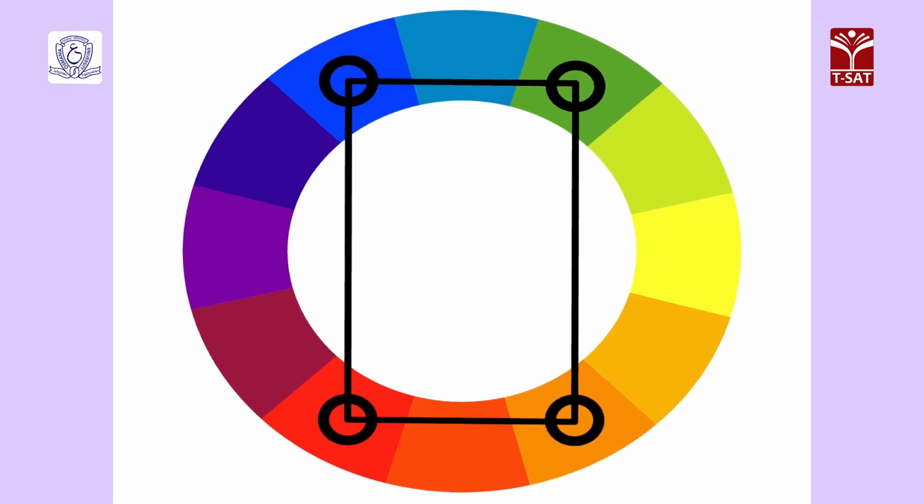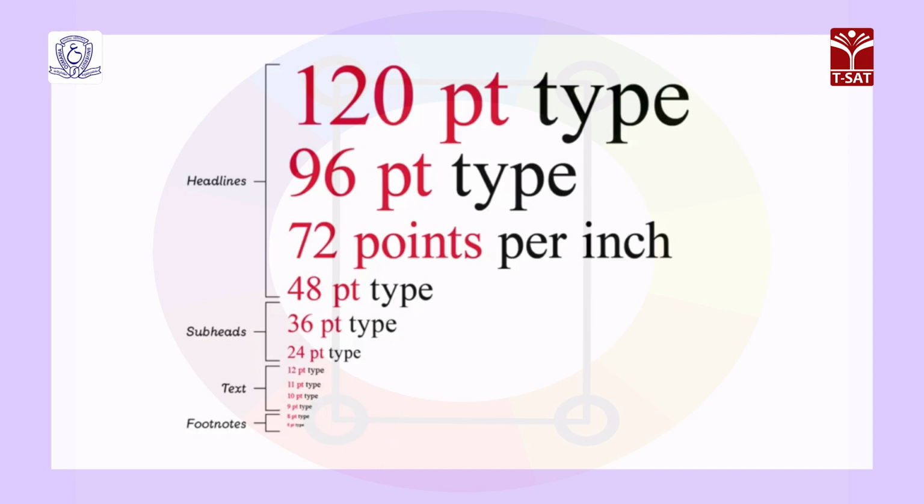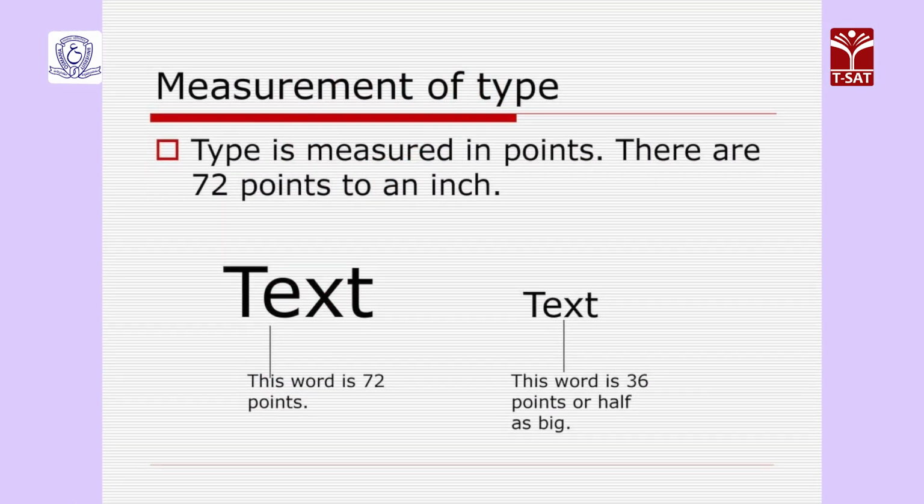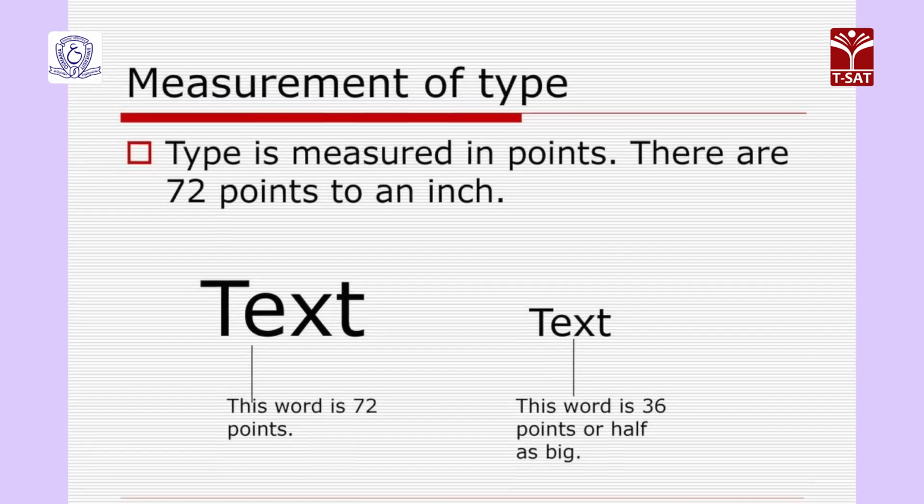Type can also vary in size and color. Type size measures the height of the letter in points, with 72 points to an inch. Printed letters look smaller than what the point size suggests.